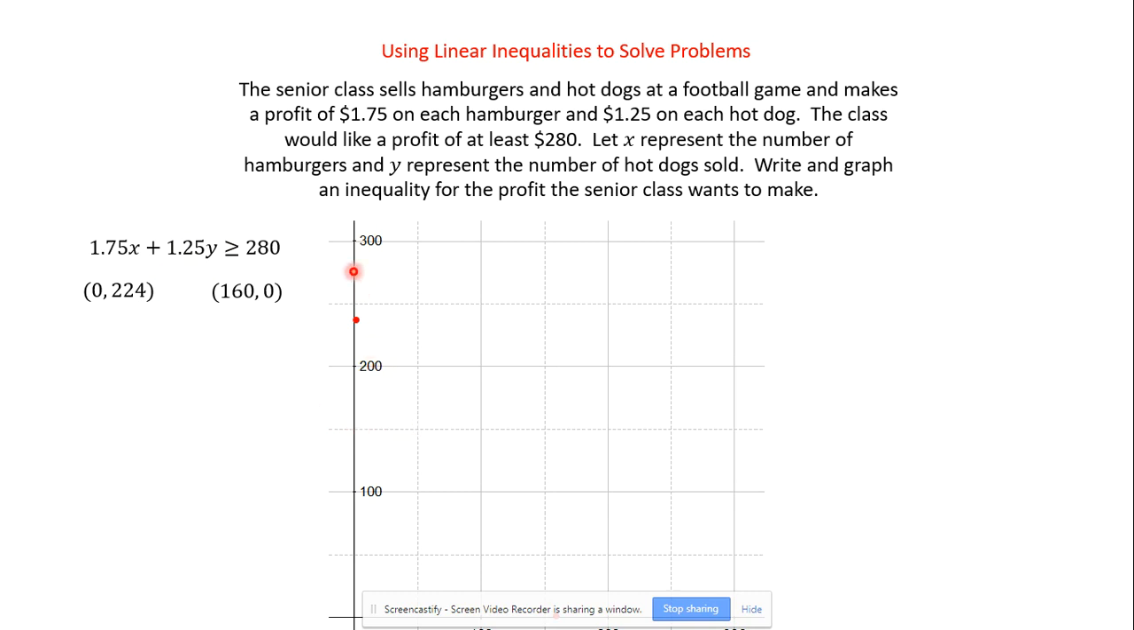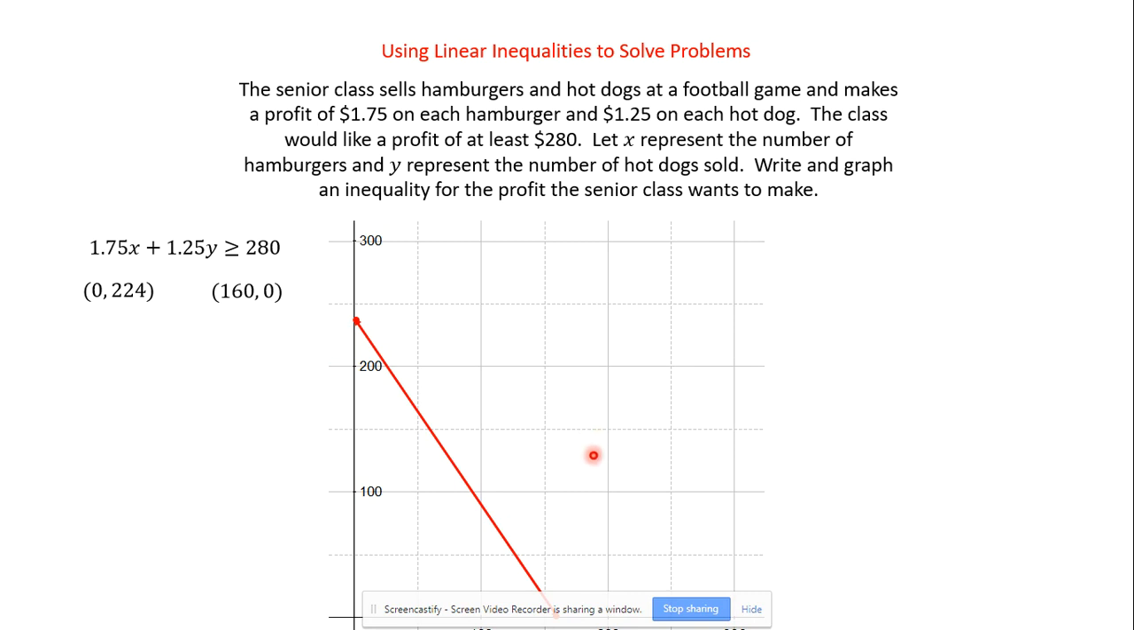Now here, being that the graph is a lot more zoomed out, that point might not be exactly where it's supposed to go. It should be close, though. We can connect the 2 dots. In this case, you don't need arrows because you're not going to sell negative hot dogs or negative hamburgers. So you can literally just connect the 2 dots.